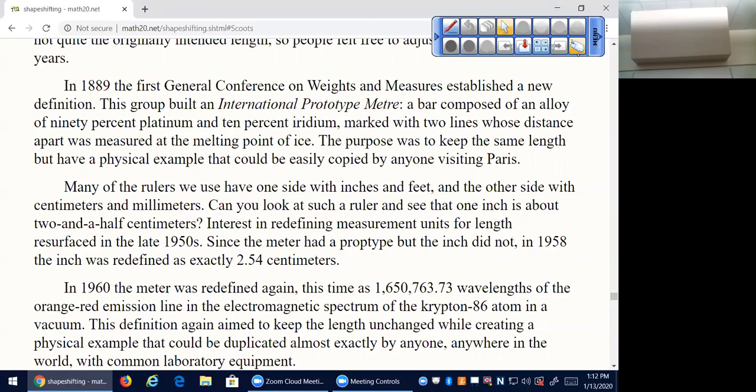They picked iridium because it didn't change too much if it got warm or cold. Then, in 1960, the meter was redefined again.